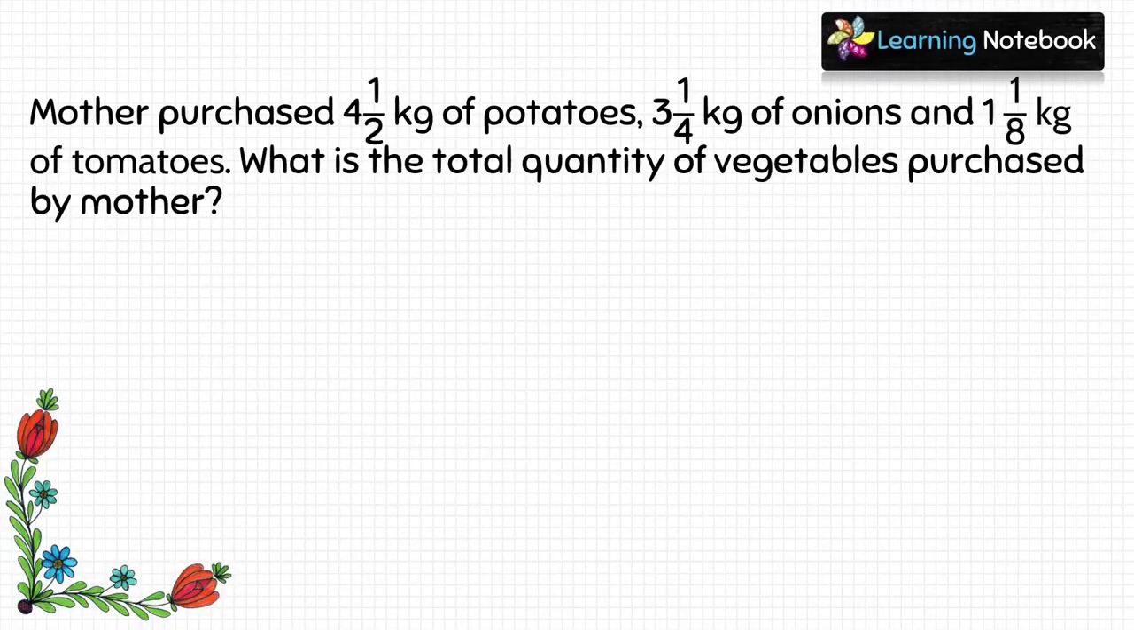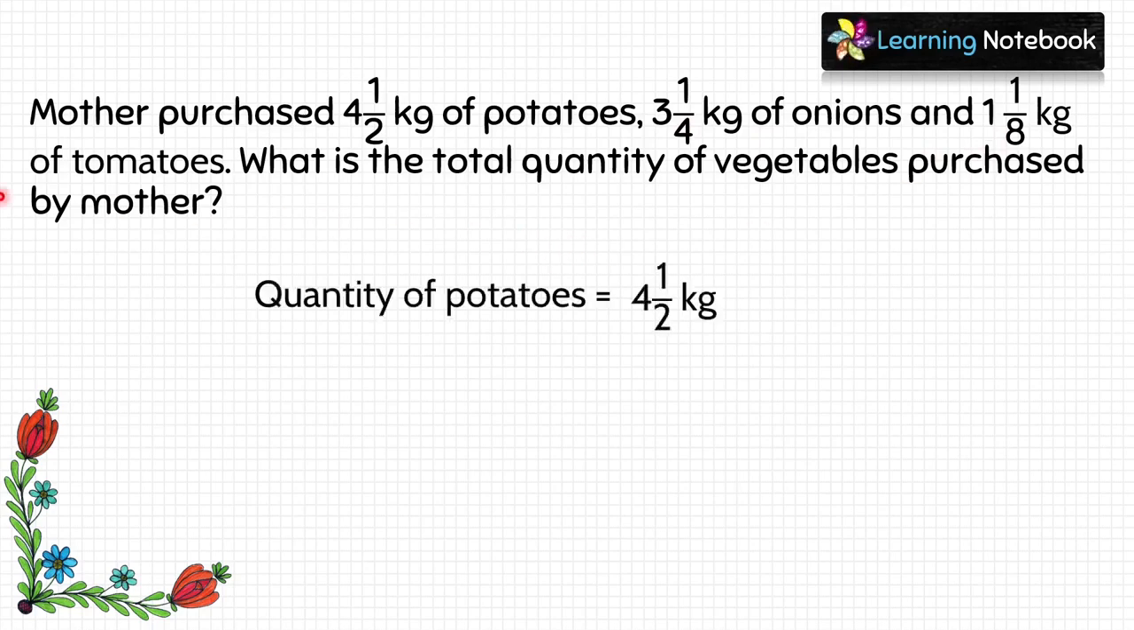So the word problem is: mother purchased 4 1/2 kg of potatoes, 3 1/4 kg of onions and 1 1/8 kg of tomatoes. What is the total quantity of vegetables purchased by the mother? So here we are given different quantities of vegetables purchased by the mother, and we have to find the total quantity of vegetables purchased by her. So it means we have to add these three fractions.